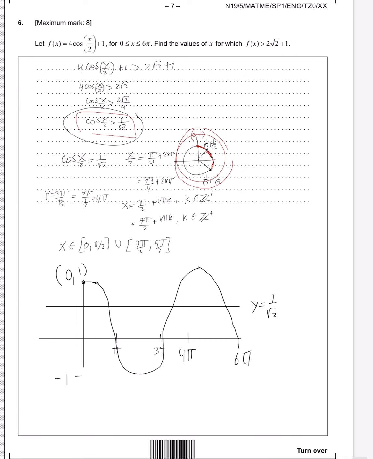So then from this would be pi over 2, this would be 7 pi over 2, this is 9 pi over 2. So these are the values for which 4 cosine of x over 2 plus 1 is greater than 1 over root 2, which is the simplification we got over here. Okay. I think either one of these will work just fine and dandy for the IB.